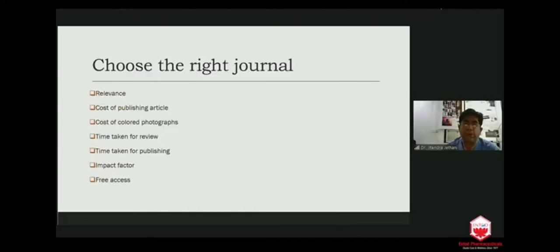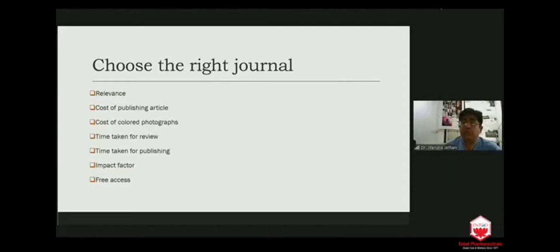We should check for it. And finally, choosing the journal. How do you choose the right journal? Some basic things are that as a pediatric ophthalmologist, as a squint surgeon, I cannot publish in Retina. Those are basic things, but still there is the relevance of the journal and the cost of publishing the article.